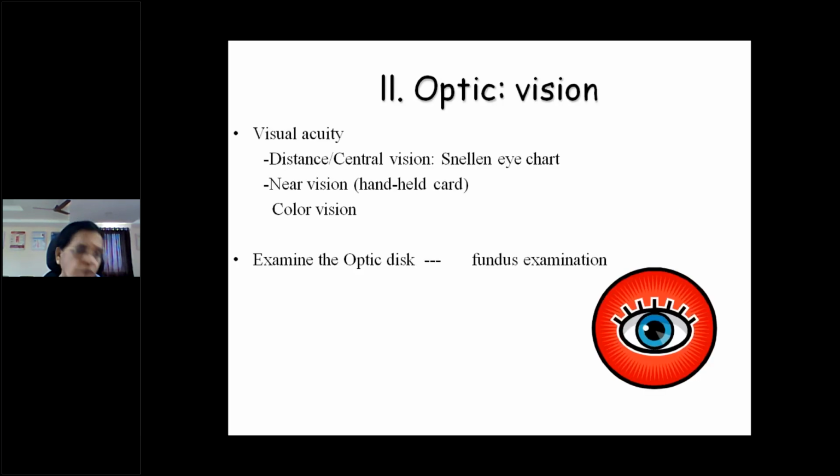Next is the optic nerve involvement. You write the second cranial nerve, and examine visual acuity for distant and near vision. Color vision you have to mention, and then fundus examination.